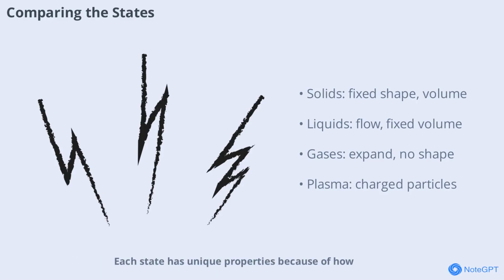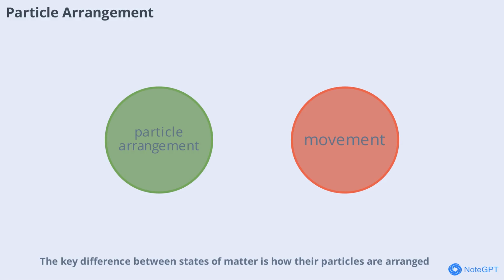Each state has unique properties because of how its particles are arranged and how they move. The key difference between states of matter is how their particles are arranged. In solids, particles are tightly packed. In liquids, they're close but can move. In gases, particles are far apart and move freely. In plasma, particles are charged and move even faster. This arrangement affects how each state behaves.